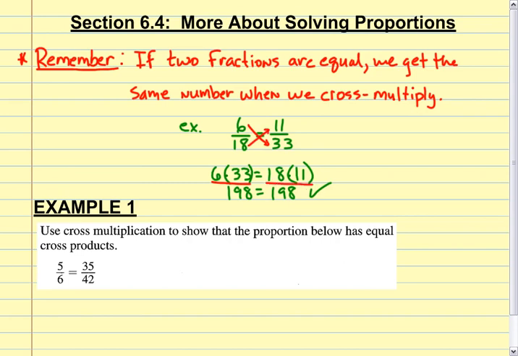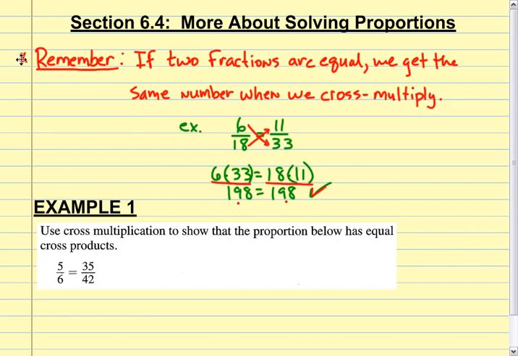And you have a calculator, so you can check that. Or you have the one in your head, so you also can check it that way. 6 times 33 gives me 198, and 18 times 11 gives me 198. They both give me the same number when I cross multiply. That means those fractions are equal. And I put a little check there.